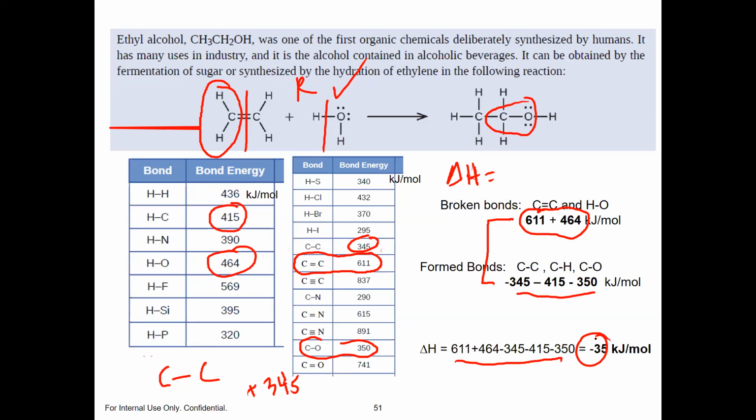Professor, so formed bonds are always negative because it's exothermic? Yes. Not because it's exothermic. So remember what we said, why would we form a bond? Because we want to have a lower energy. And when we have a lower energy, it's going to have a negative number. And then when you have a negative number, it's going to release that energy. And yes, that is exothermic.